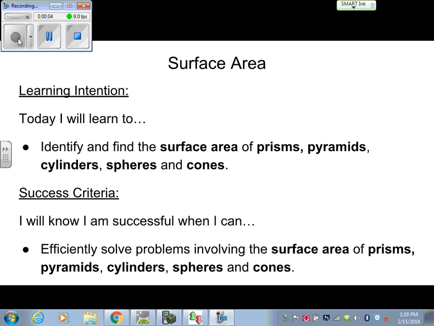Today is part 2 of our video lessons on surface area. We'll be focusing specifically on cylinders, spheres, and cones as part of our overall goal to find the surface area of prisms, pyramids, cylinders, spheres, and cones. We'll know we're successful when we can efficiently solve problems involving surface area of these figures.